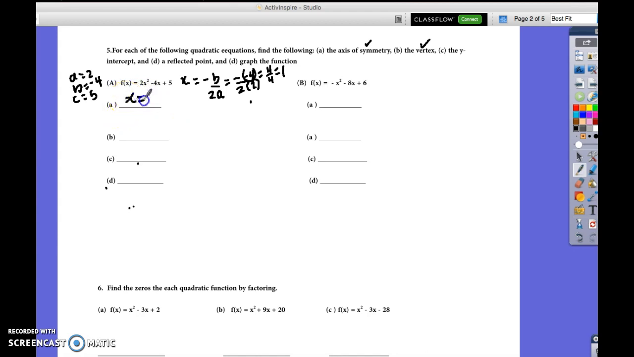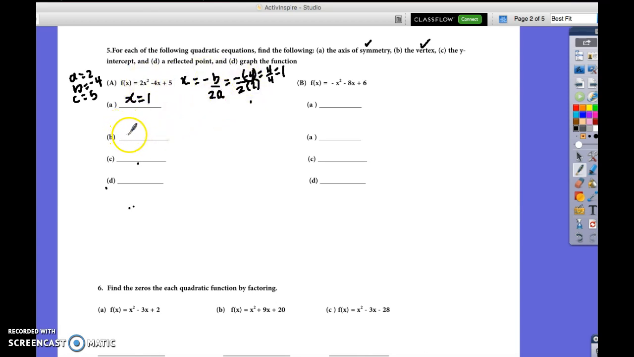X is equal to, saying negative again, I shouldn't say it. X is equal to 1. Okay? So that takes care of the axis of symmetry. Again, it's going to be negative b over 2a. That's all it is. And once you've identified your b, sorry, negative 4, and your a, you can find it.